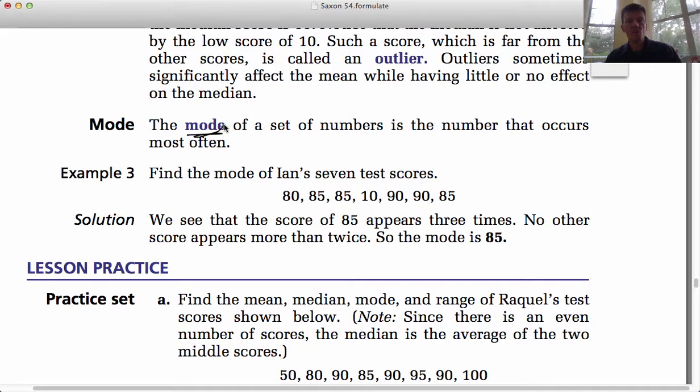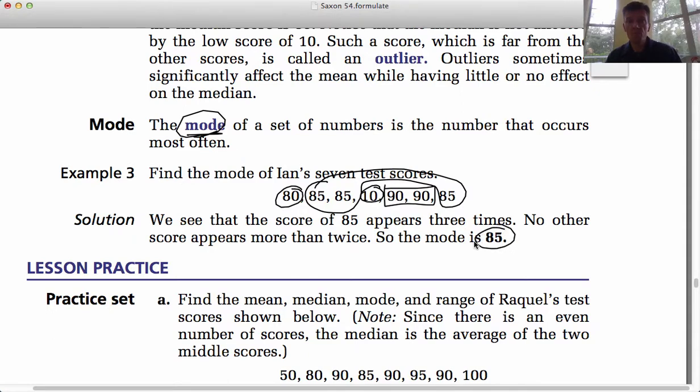The mode is the most popular one, so the one that appears the most times. You don't have to put them in any particular order, but you just have to find out which one appears the most times. Sometimes it's helpful to list them and group them together to see which one appears the most times. You'll see there's 110, there's 180, there are 2 90s, and there are 3 85s. So since 85 appears the most times, that is your mode.